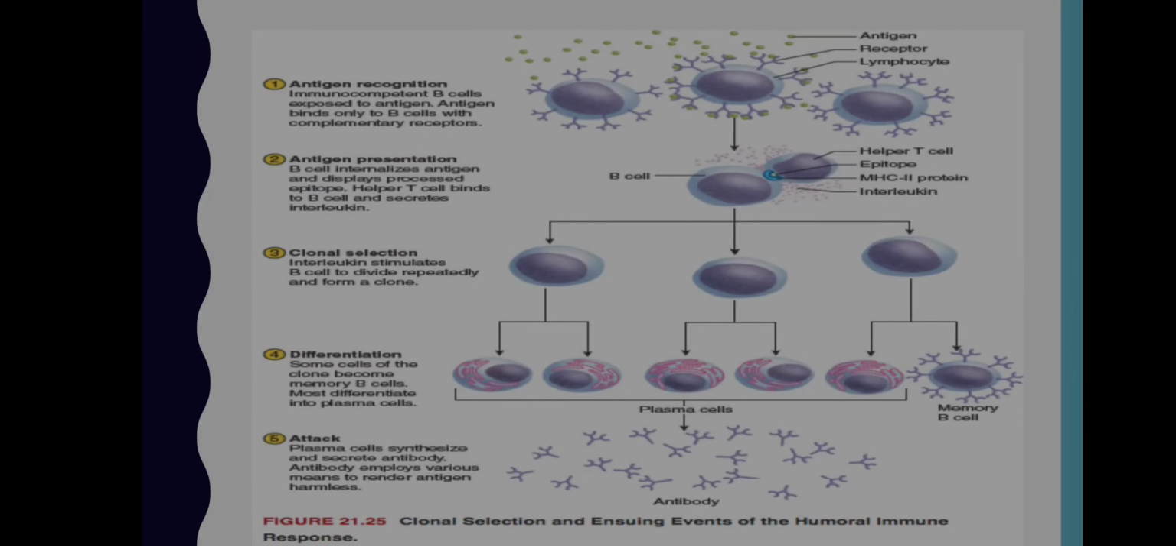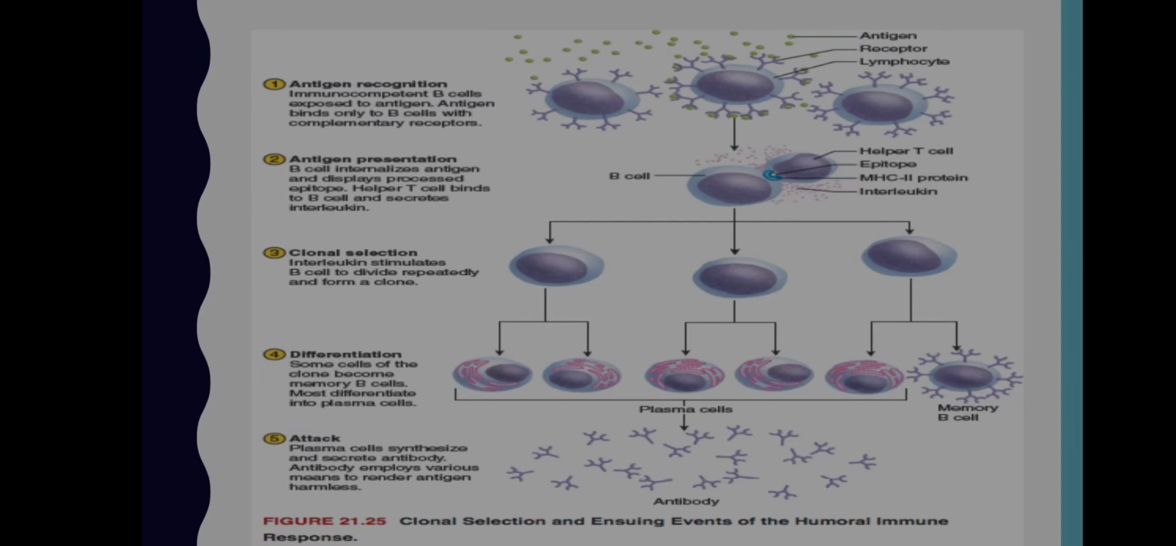This is the mechanism of antibody production. There are 5 steps when the antigen attacks. Firstly, antigen recognition. Immune competent B cells are exposed to the antigen, and the antigen binds only to the B cell with the complementary receptors. The B cells also have antibodies which are embedded in their membranes.